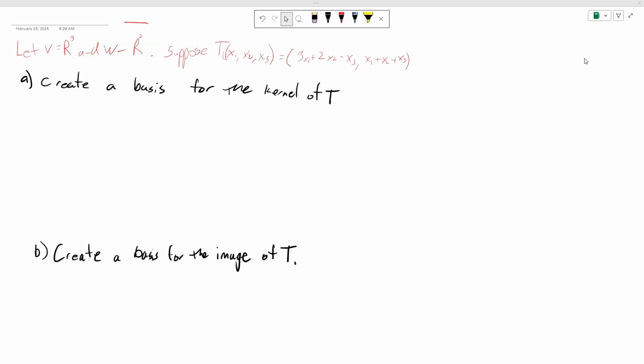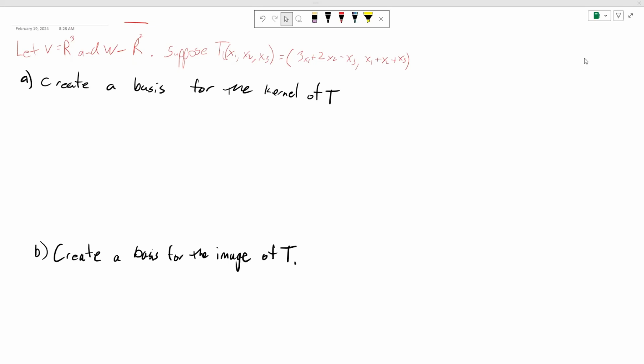So we're given a linear transformation from R3 to R2. And we're asked to compute a basis for the kernel of T and create a basis for the image of T. Now, you can go through and verify for yourself that this is in fact a linear transformation, which is a good exercise. And in videos later this week, we're going to be doing a lot of confirming that something is a linear transformation, and then we'll create a basis and so on and so forth. But we're going to look at creating a basis for the kernel of T and a basis for the image of T right now.